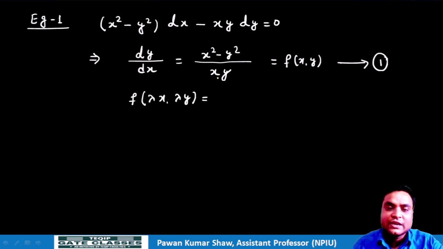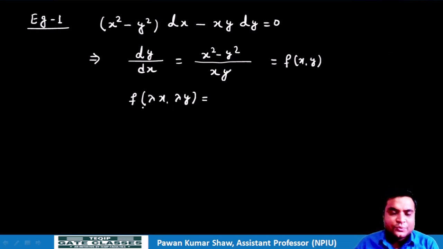Also we can check using the definition of homogeneity. Our function of xy is (x square minus y square) divided by xy. Here we replace x with lambda x and y with lambda y. We want to check what is the degree of this function. If the degree is 0, then we can say that this is a homogeneous function of degree 0.